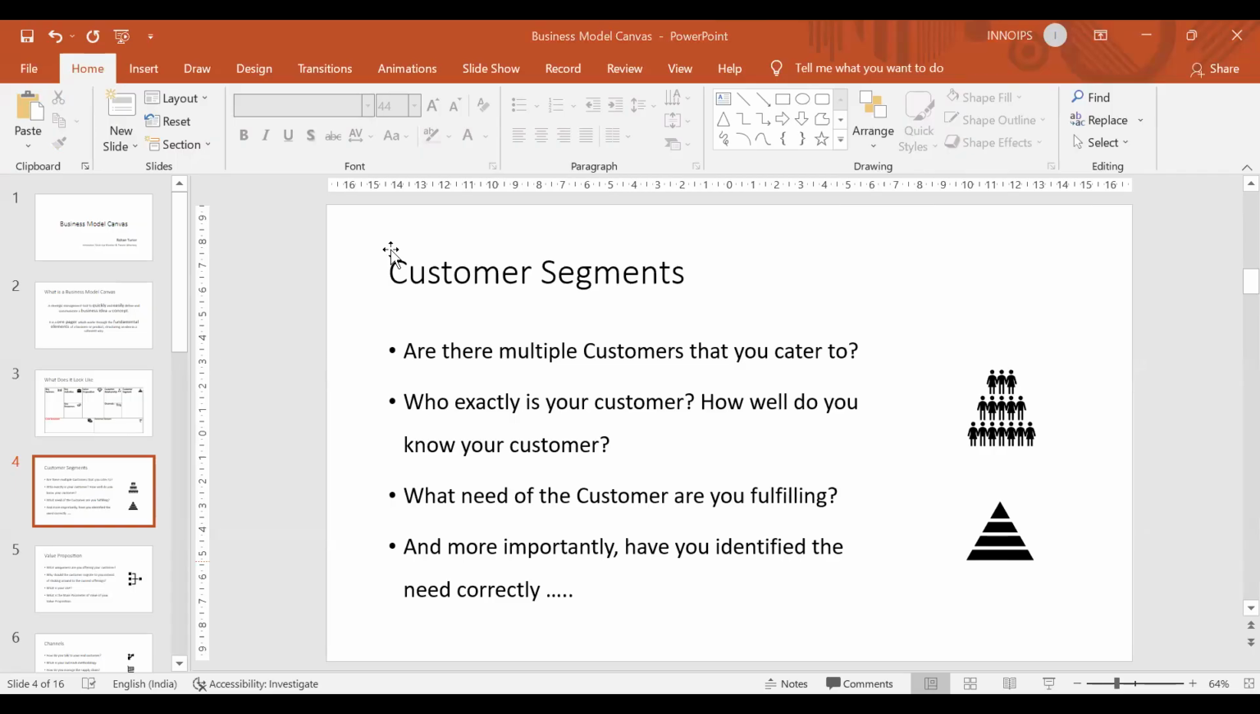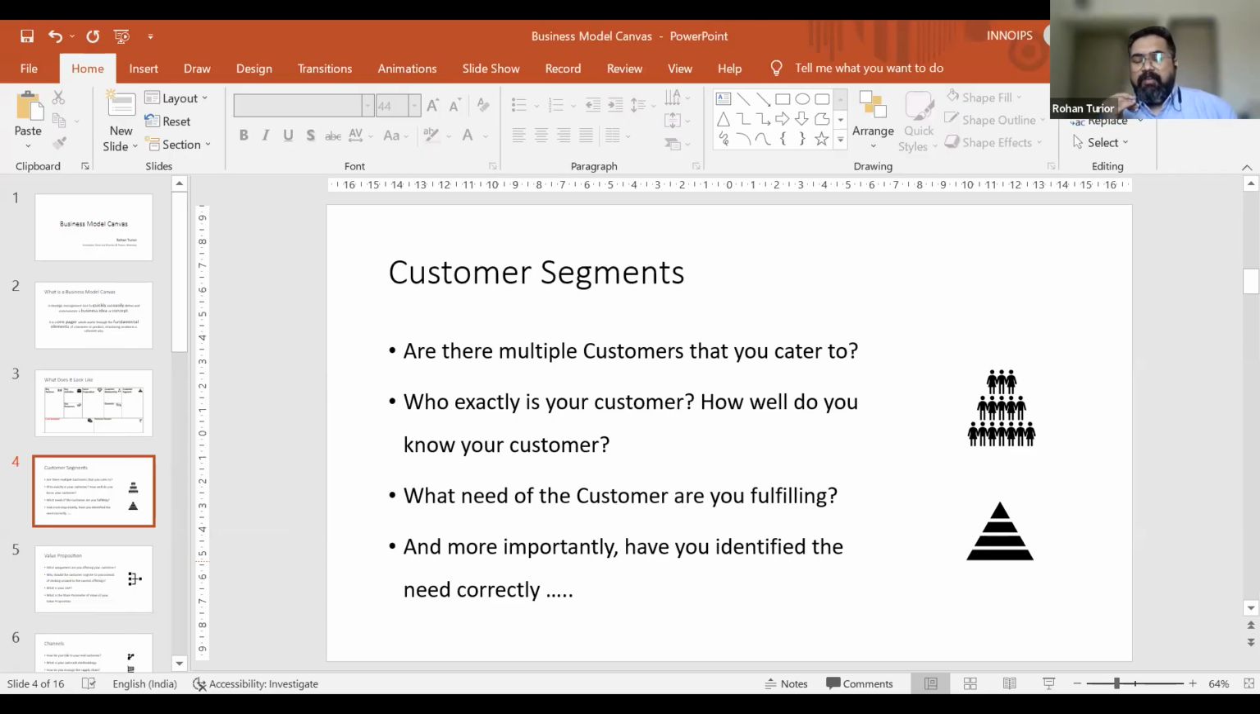May I? Yes, go ahead. By the term customer segment, we can understand that it is a specific group of persons or individuals which are a perfect fit for our services or product. Rightly so. Yes, customer segment does mean that.